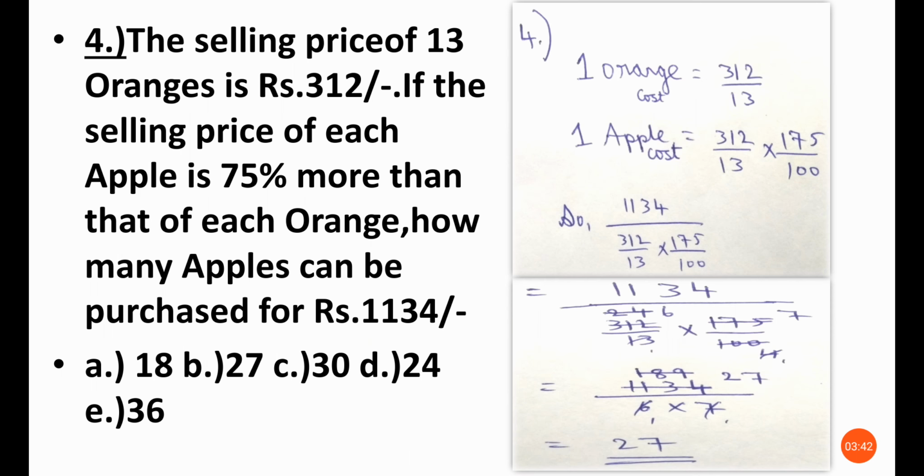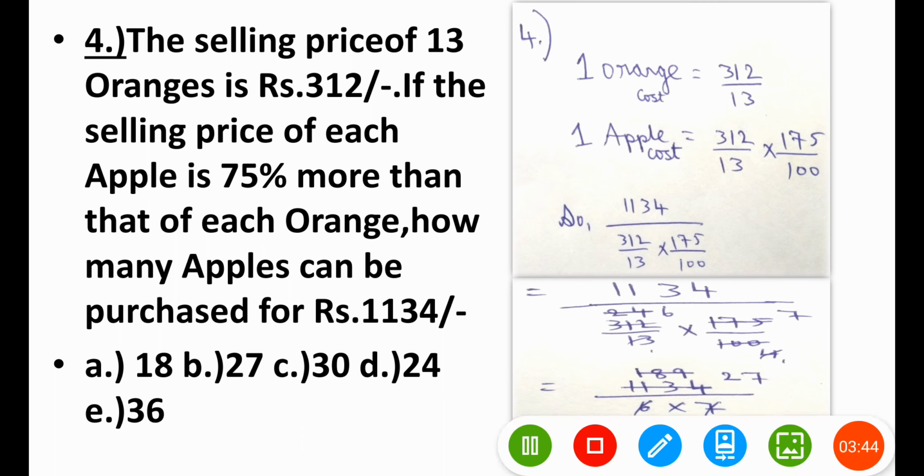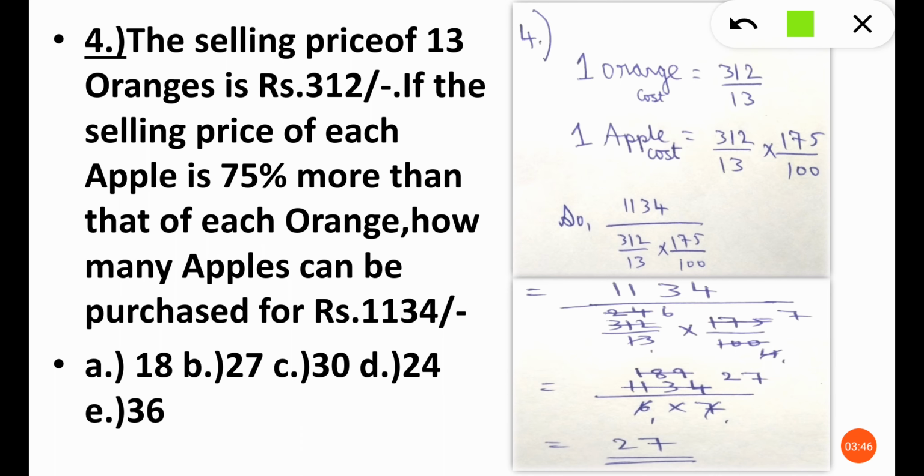Next, the selling price of 13 oranges is 312 rupees. If the selling price of each apple is 75% more than that of each orange, how many apples can be purchased for 1134 rupees? So one orange cost is 312 by 13. One apple cost is 312 by 13 into 175 by 100. Why 175 by 100? Because one apple cost is 75% more than one orange cost. That's why into 175 by 100.